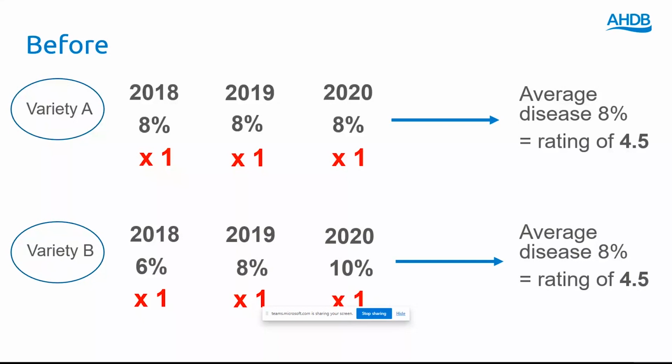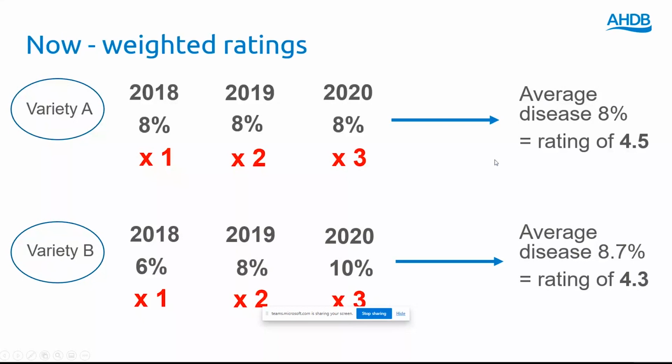And now if we look at what would have happened to these 2 varieties with the new method using the different ratings, variety A would have had the same level of disease, and so the same rating of 4.5 as before, but variety B would have had its higher yellow rust level of 10% in 2020 be given a bigger weighting, and its lower yellow rust level of 6% in 2018 a smaller weighting. So this means it has an overall average level of disease of 8.7%, which leads to a rating of 4.3, which is then rounded down to a 4 in the booklet.